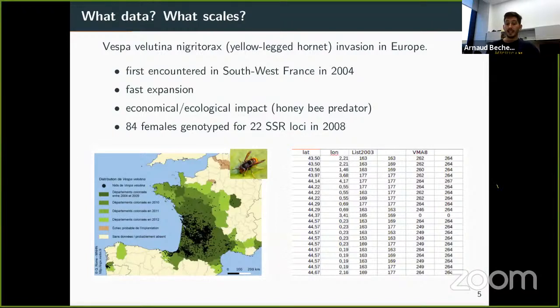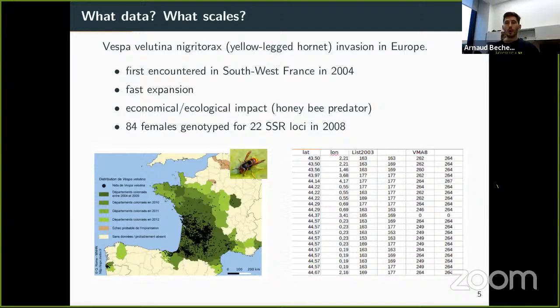And the amount of data we had was extremely limited. It was a tiny spatial sample of 84 females. People had tried their best to come up with some markers. And at the beginning of my PhD, that's what we had. On the left, some idea of the distribution of Vespa velutina in France. It was an ongoing process. And you have some sampling points, latitude, longitude, and then some allelic markers at multiple loci. I just put 2 loci here. But that's the data you have.